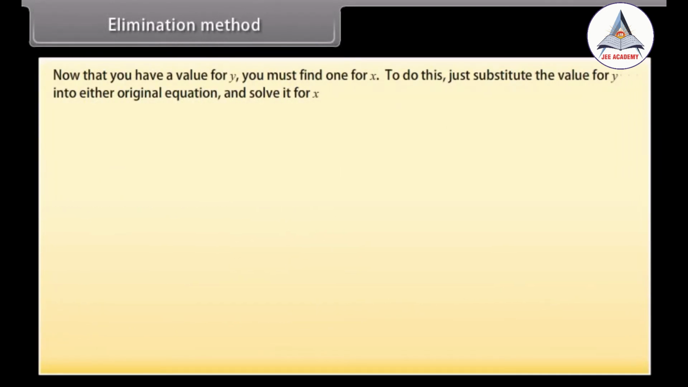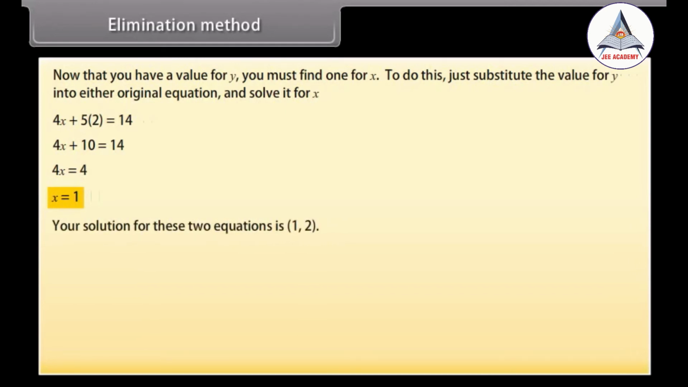Now that you have a value for y, you must find one for x. To do this, just substitute the value for y into either original equation and solve it for x. 4x plus 5 into 2 is equal to 14. 4x plus 10 is equal to 14. 4x is equal to 4. x is equal to 1. Your solution of these two equations is 1, 2.